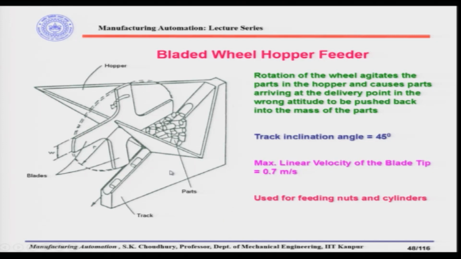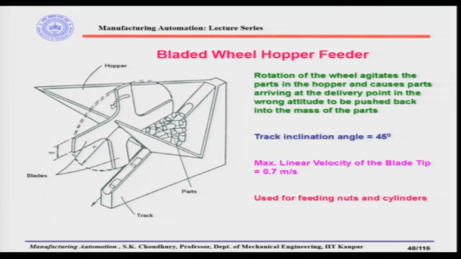This is used basically for nuts and cylinders, small engineering parts. Now, this is very important because during assembly, most of the parts are small engineering parts like nuts, bolts, washers, cylinders, and they have to be fed in the right orientation. So, in that case, these kinds of hopper feeders come in very handy, and they are cheaper, and their maintenance and other things are not very expensive.